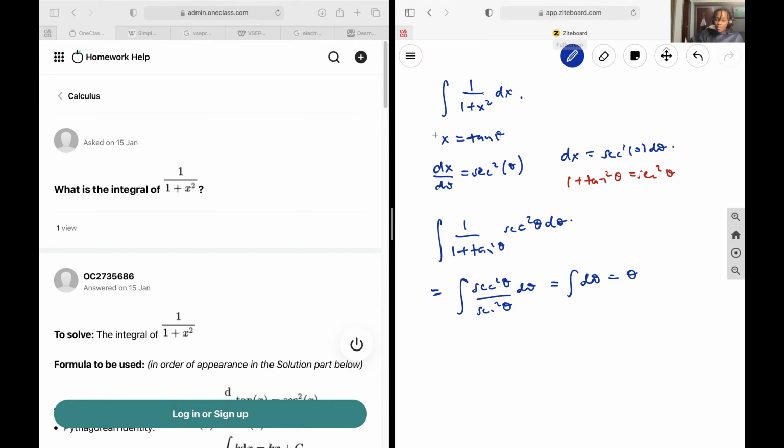Now we need to find theta from our first substitution. If x is equal to tan theta, that is the same thing as theta is equal to inverse tan of x. And so we want to write theta in terms of x, which we have done here. So we get that theta is equal to the inverse tan of x. And then don't forget about our plus c because of the unbounded integral. And that's going to be our final answer.